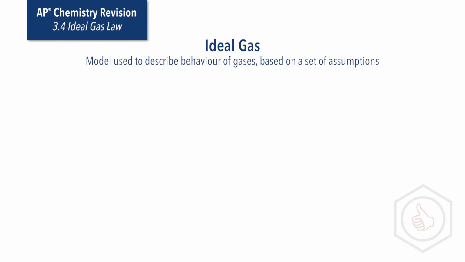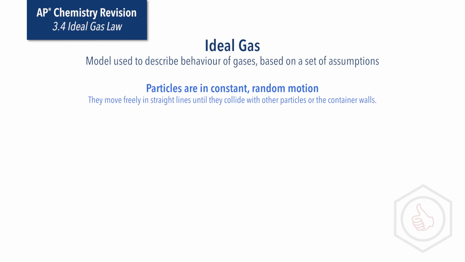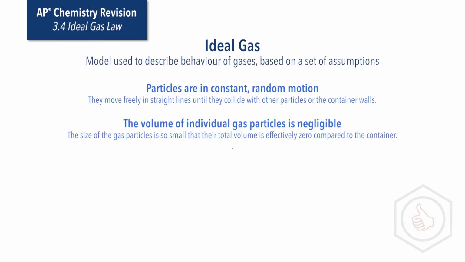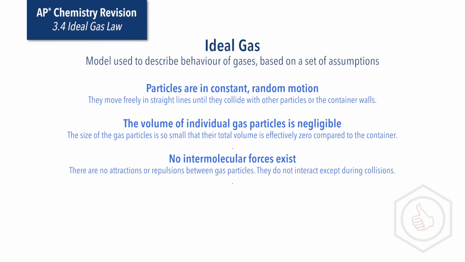Key assumptions include that particles are in constant random motion. They move freely in straight lines until they collide with other particles or walls of the container they are in. The volume of individual gas particles is negligible. The size of the gas particles is so small that their total volume is effectively zero compared to the container size they are in. No intermolecular forces exist. There are no attractions or repulsions between gas particles. They don't interact except during collisions.